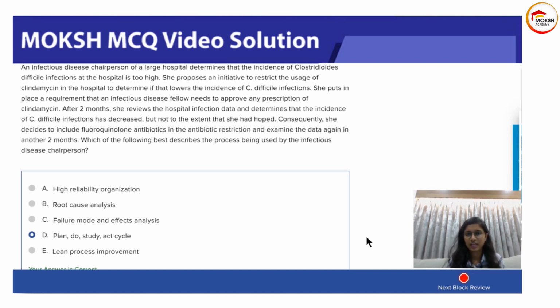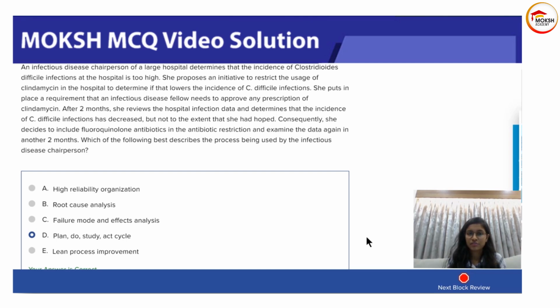Moreover, she didn't actually just stop clindamycin altogether. She basically asked a fellow to approve any prescription if it's required. So you're not just giving clindamycin to anybody, you're only giving it to people who actually require it, and also it's through a prescription. Moreover, when she thought that the results weren't that great, she also included fluoroquinolone antibiotic, and she's going to check the data again in another 2 months.